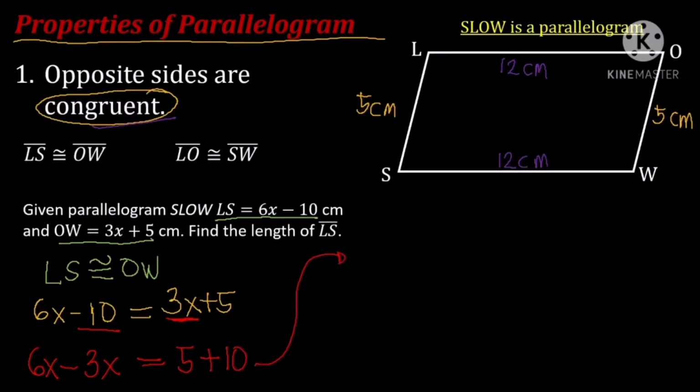Then, simplify natin. 6x minus 3x is equal to 3x equals 5 plus 10 is equal to 15. Let's divide both sides by 3. So, x is equal to 15 divided by 3 is equal to 5. Ito pa lang yung value ng x natin.